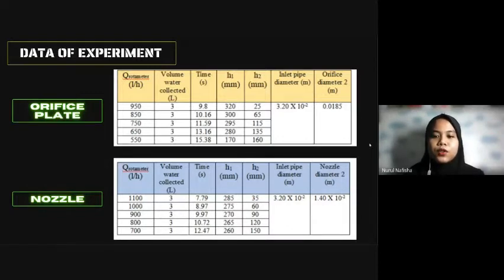Then we have the time taken for the flow of water in seconds, the values of H1 and H2, which are the heights of the manometer at point 1 and point 2, and the inlet pipe diameter and outlet diameter, from which we can obtain the area to calculate the Q theoretical.